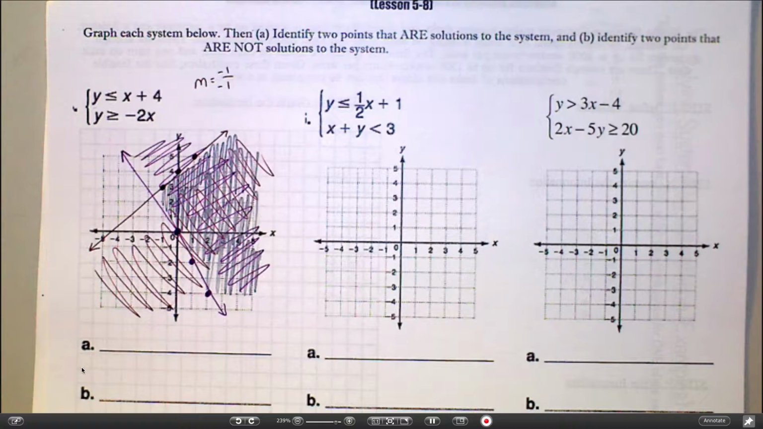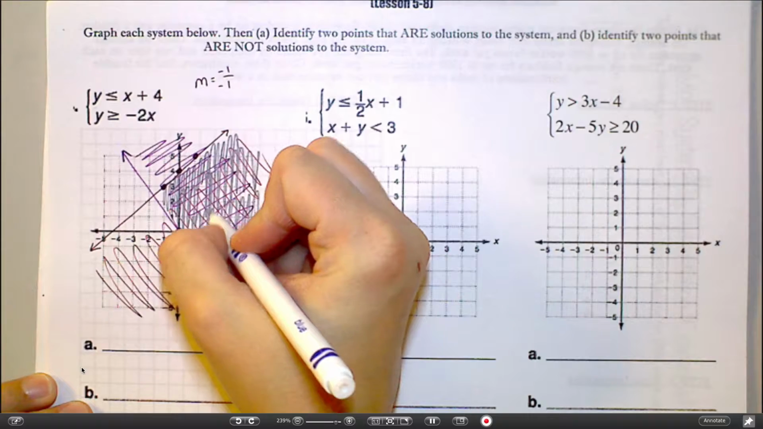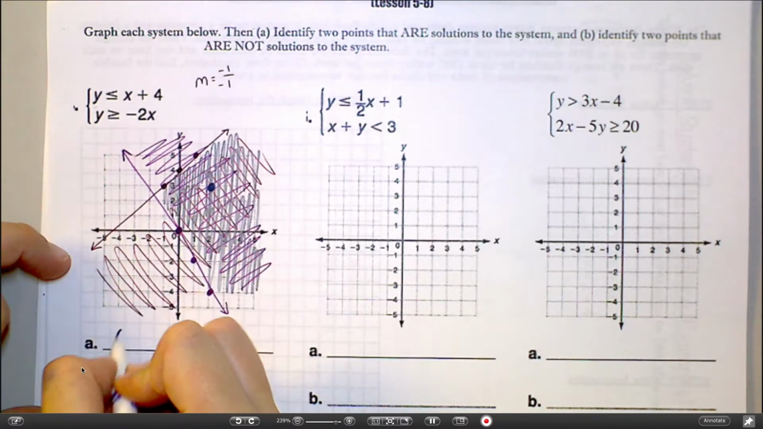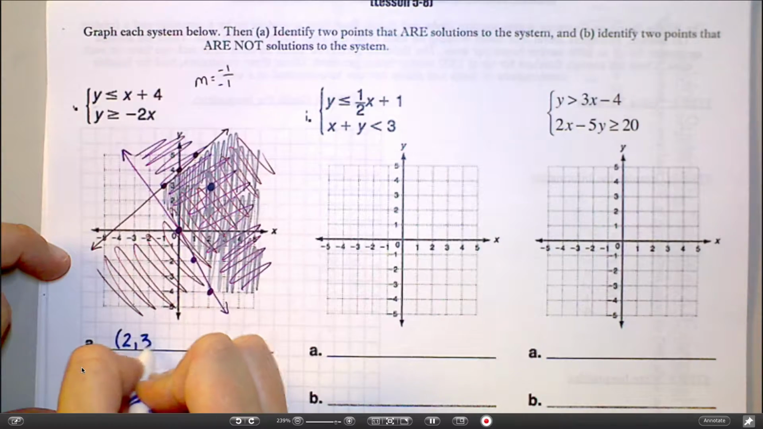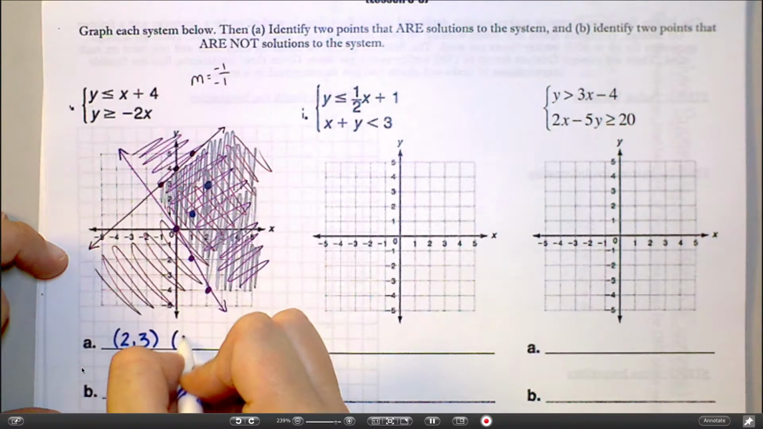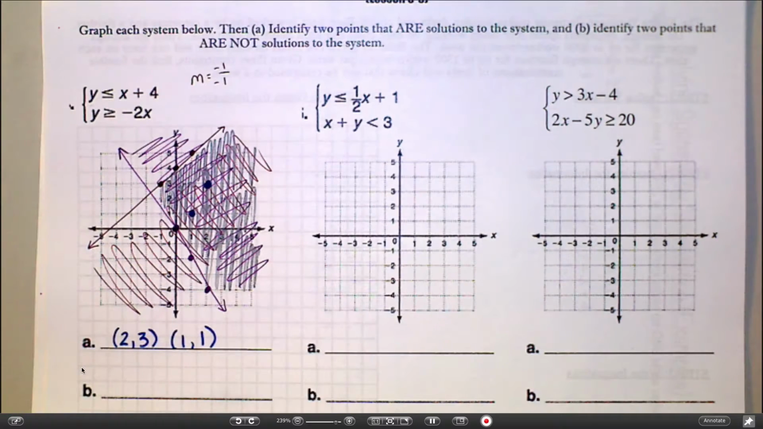Somebody name a point that's in the double shaded part. 2, 3. 2, 3 would be 2, 3, yep. So 2, 3 right there, that would be a solution. 1, 1. Good. 1, 1 would be here. Okay, so there's 2 points that are in the solution. Could you pick others? Yes. Yeah, you can pick anything you want. Anything in that double shaded region.